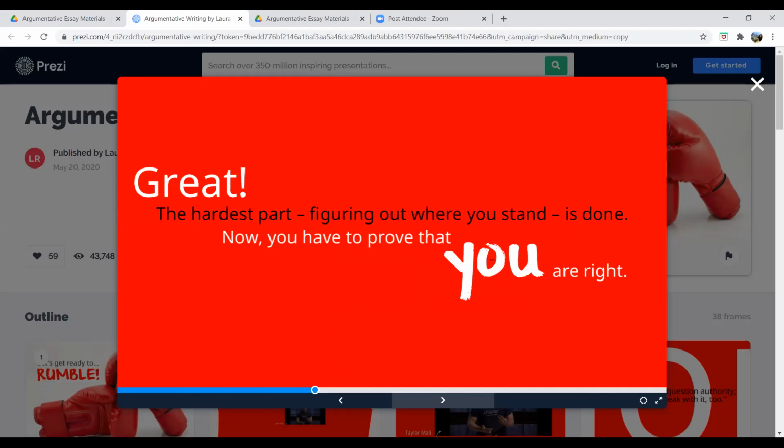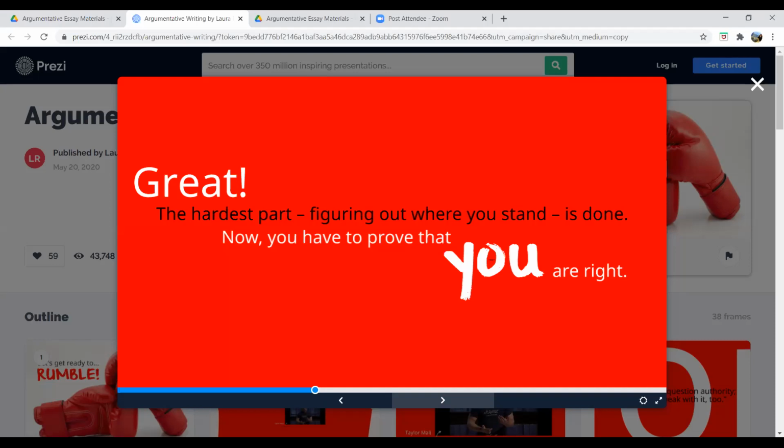Figuring out where you stand is done. Now you have to prove that you're right. So, energy drinks. Should people under age 18 be banned from buying energy drinks? Yes, they should be banned from buying it. Let's tell people why. They're unhealthy, they're expensive.